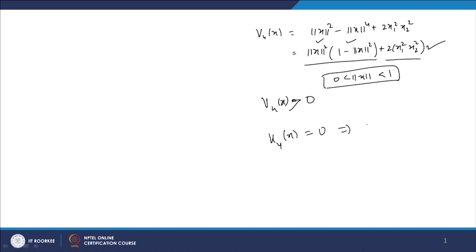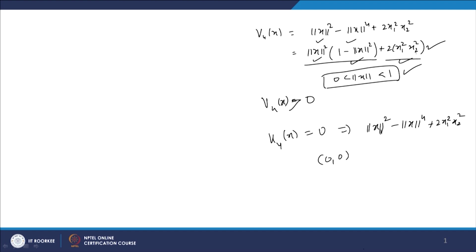And if V4(x) is 0, this implies norm of x square minus norm of x to the power 4 plus 2 times x1 square x2 square is 0. Here we can simply say that at (0,0) it is taking value 0. So, (0,0) is certainly the point where V4(x) is 0, and if we put the condition that norm of x is less than 1, then this is the only point where it is vanishing, because in that case this is positive, this is positive, this is positive.